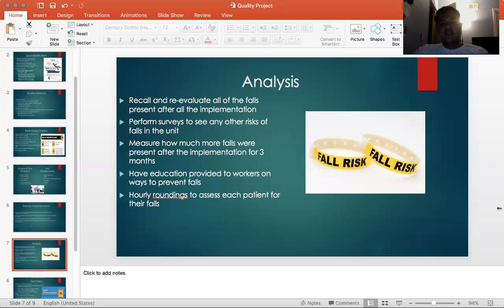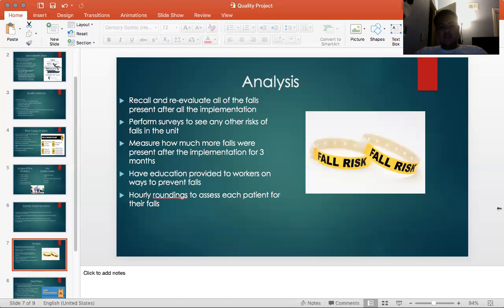Next is analysis. You want to recall and reevaluate all of the falls present after all of the implementation. So we want to see what was the reason for the falls and how we could prevent it next time. Next is performing surveys to see any other risk of falls in the unit, just rounding and seeing what risks in the unit can cause a fall is important. Measure how many falls were present after implementation for 3 months, so seeing if the implementation that we used was useful and if it helped decrease the falls.